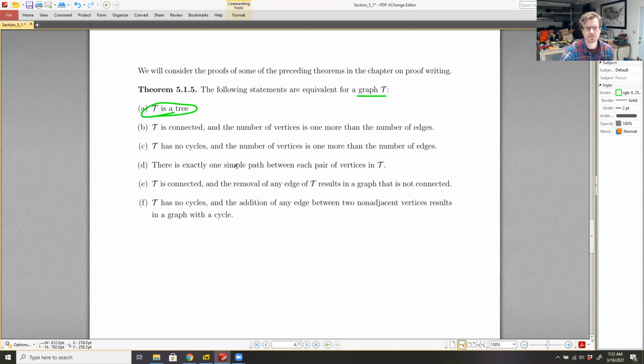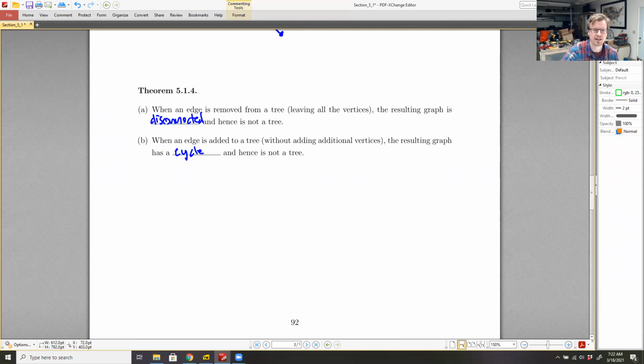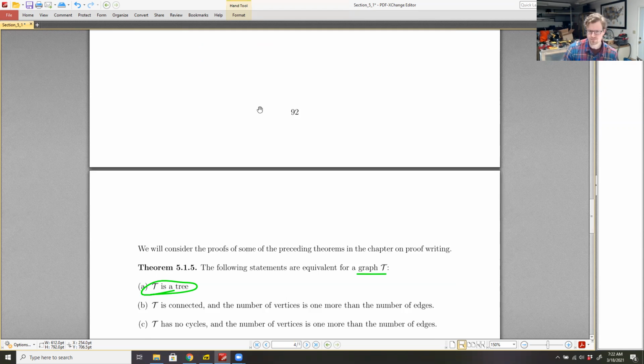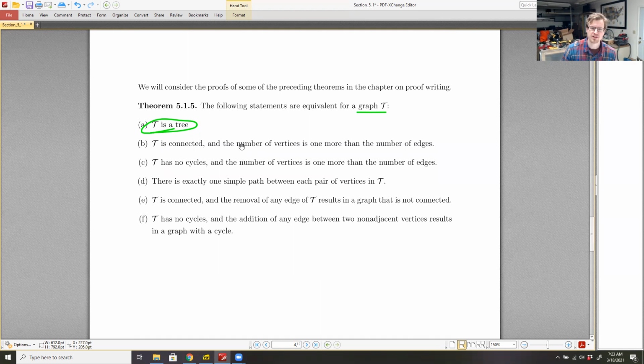So that makes sense. The graph is connected, and the removal of any edge results in a graph that is not connected. So that's really quite interesting. That's going back to this property here and saying that we only need this thing right here. We only need the idea that if we remove an edge, it's disconnected. Okay, that's sufficient to know that the graph is a tree.